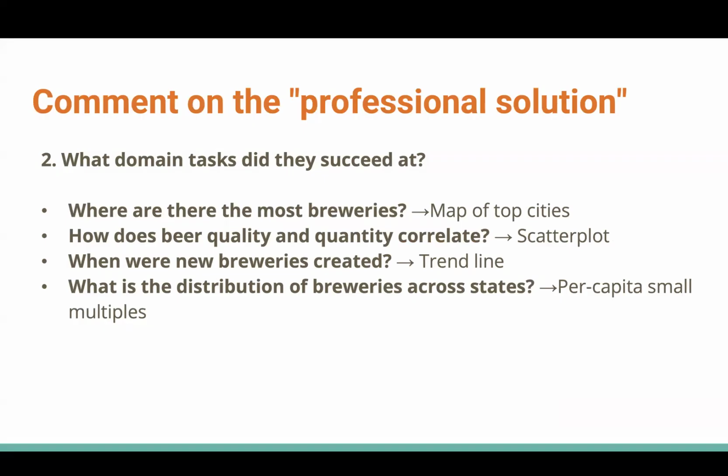They showed the top cities with the most breweries on the map. They used a scatter plot to show how beer quality and quantity are related. They plotted a timeline to show when new breweries were created. And finally, they compared states with per capita small multiples, which made the analysis fairer across big and small states.